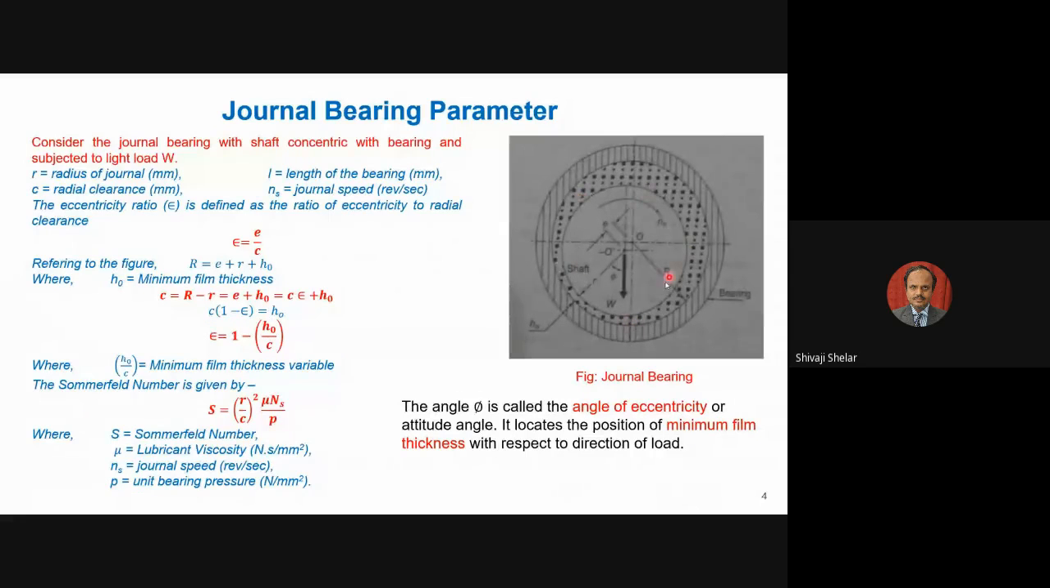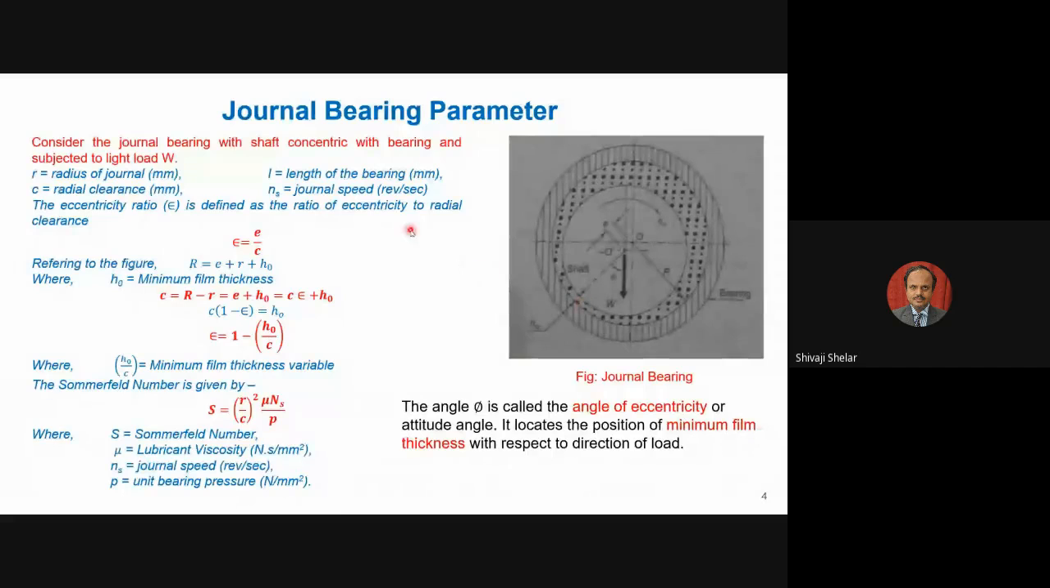Once it starts rotating, the pressure will be developed in the lubricant present here, and this pressure will lift the shaft by a certain distance, and it will shift either leftward or rightward depending upon the rotating direction, either clockwise or anti-clockwise. The shaft center will be shifted either leftward or rightward, with minimum film thickness formed at a particular angle. So this h0 is called minimum film thickness.